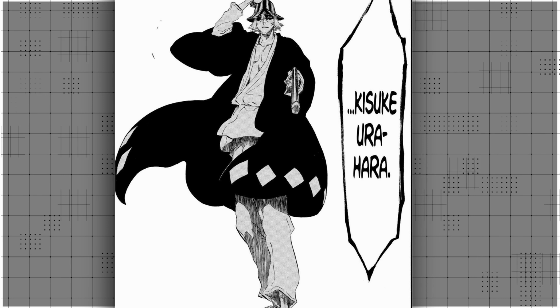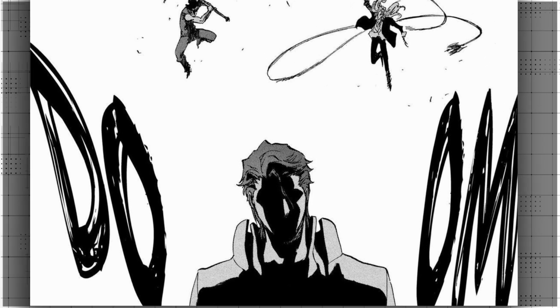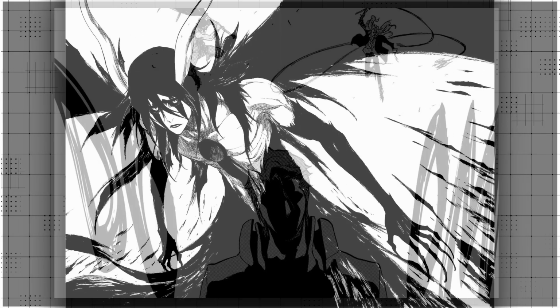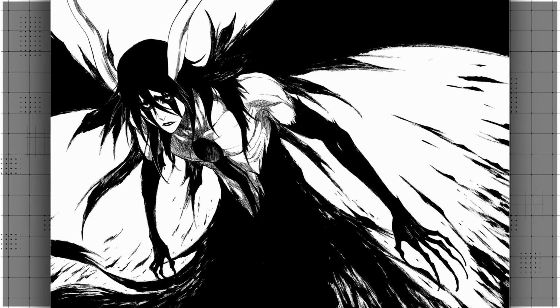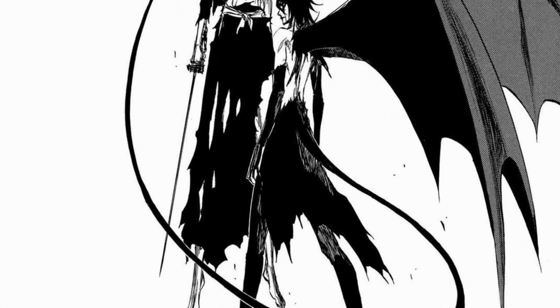Negative space in Bleach becomes a metaphor for these separations. When characters are framed against a blank background, it's not just a stylistic choice, it's a reflection of their inner state. Ulquiorra's scenes are perhaps the most striking example. As the Espada who represents apathy, Ulquiorra is often depicted in featureless expanses, surrounded by emptiness.